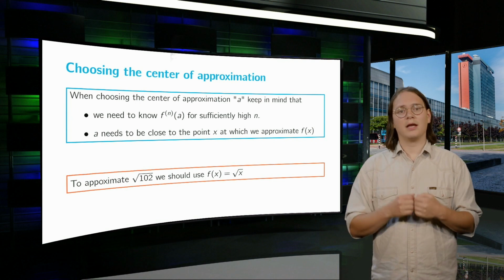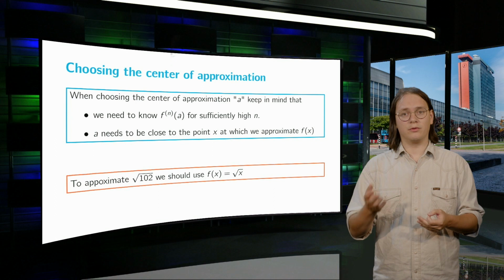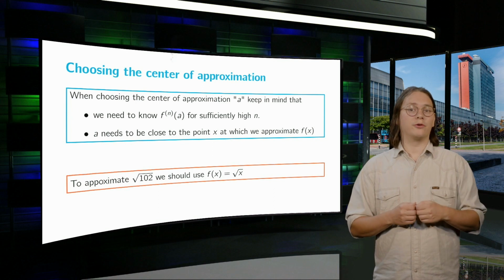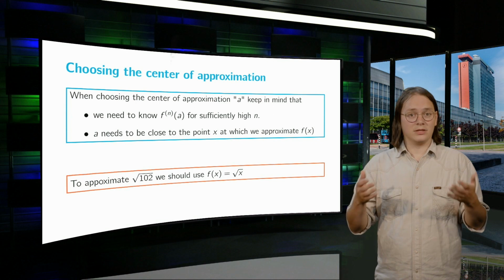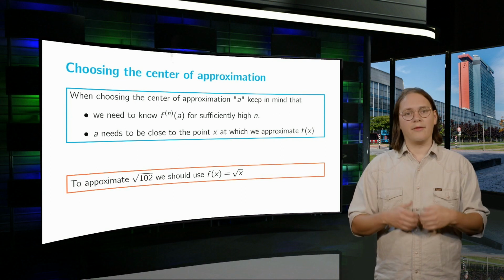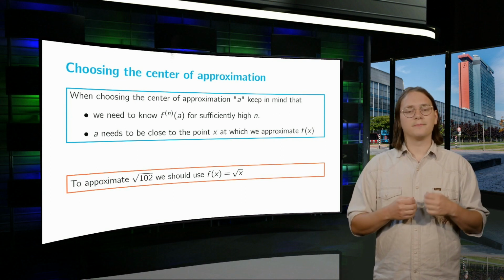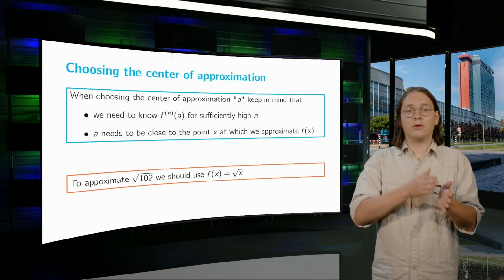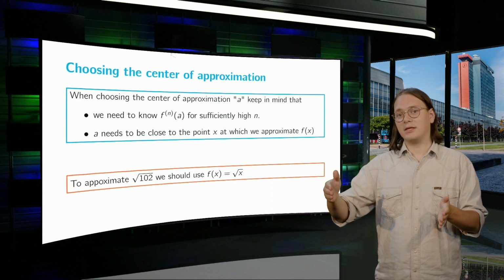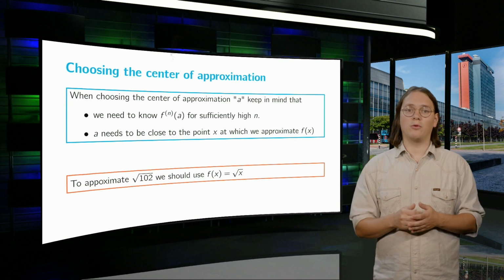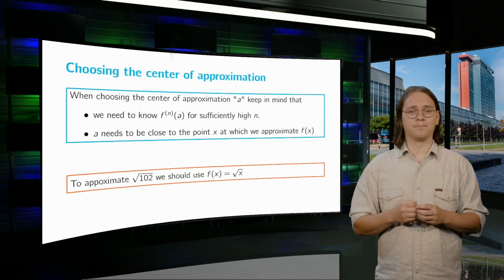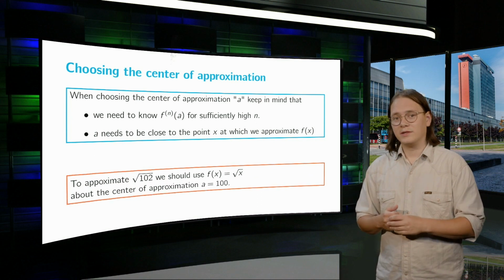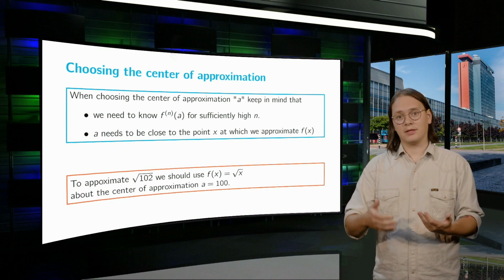For instance, in the case of f of x equals square root of x, to approximate square root of 102, we need to take Taylor polynomials around a square, since then we will know the function value, and the value of all the derivatives as fractions. Thus we consider 1, 4, 9, 16, 25, 36, and so on. And we see that 100 is the closest square. So, we consider Taylor polynomials about x equals 100.